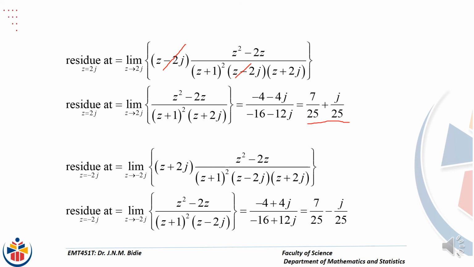Again, for the second one, z equal to -2j, we do the same. Note that the term that gave us z equal to -2j is z plus 2j. So z plus 2j and z plus 2j will cancel out, giving us those terms z squared minus 2z divided by z plus 1 all squared into z minus 2j. And then we substitute our value for the limit, which is -2j, giving us that term, and then we multiply by its complex conjugate and we simplify, giving us the answer.